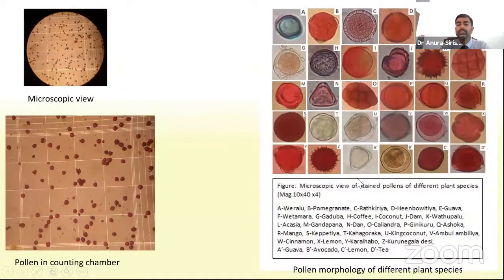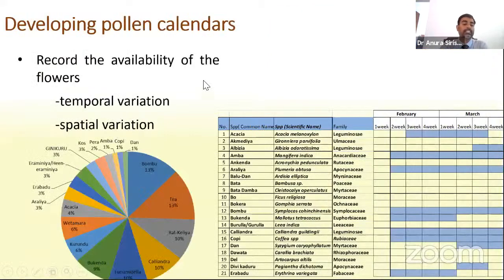Now, according to his research, you can see these are the plants that they have mostly collected during foraging. And then you can compare the availability of flowers in the area, right? So you can see the temporal variation as well as spatial variation. How many plants are available in a particular area, and how the flower availability changes over time, right? Then based on this data, you can develop a kind of calendar, what we call a pollen calendar.